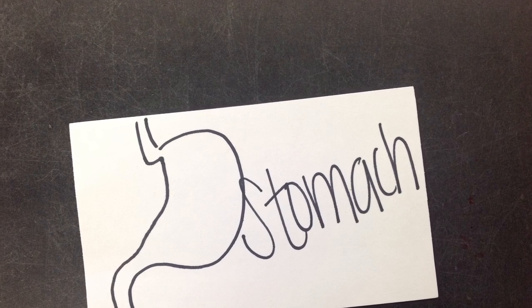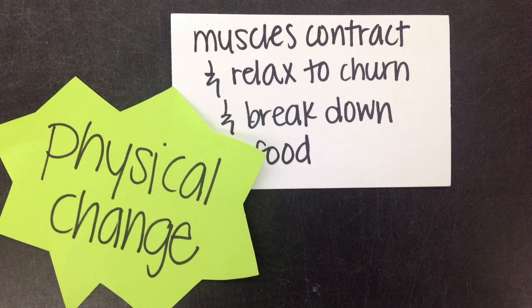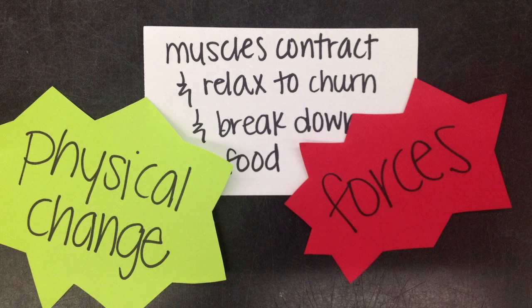Your stomach uses muscles to contract and relax in order to churn and break down food into smaller pieces. This represents a physical change again because it's just the same food, just in smaller pieces. It's also an example of how forces are applied in your body.